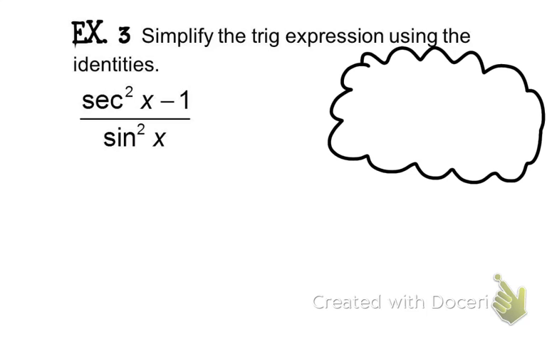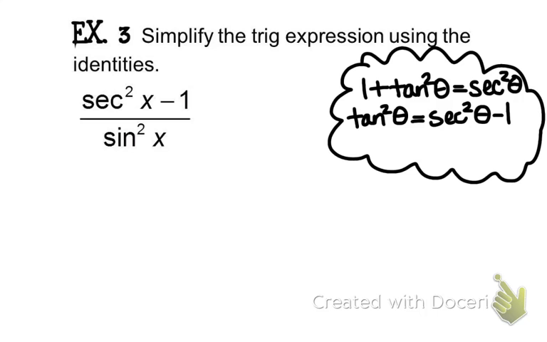One of my Pythagorean identities says that 1 plus tangent squared theta is equal to secant squared theta. So I could go ahead and substitute in for secant squared into this equation, and that would work. Or I'm going to rearrange my Pythagorean identity to help me out. If I take this Pythagorean identity and subtract 1 on both sides, this will give me tangent squared equals secant squared minus 1. So this is still a Pythagorean identity. I've just rearranged it to help me out in this situation.